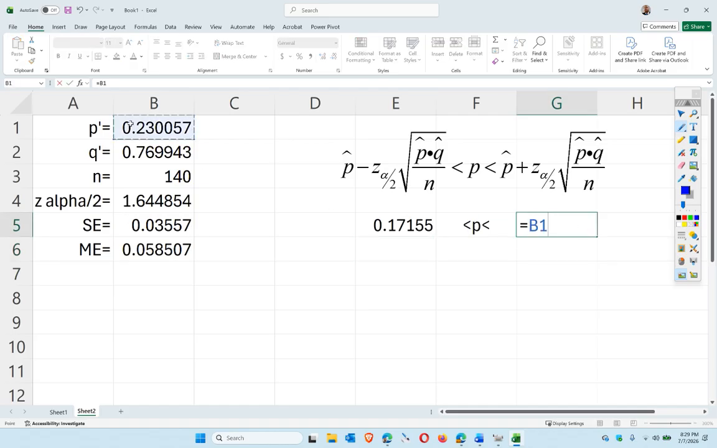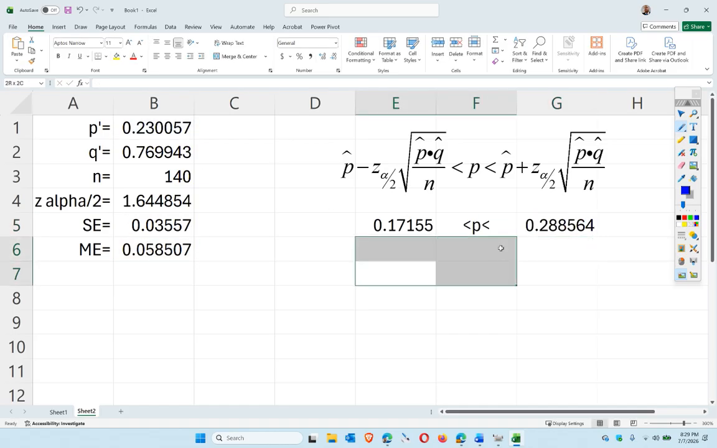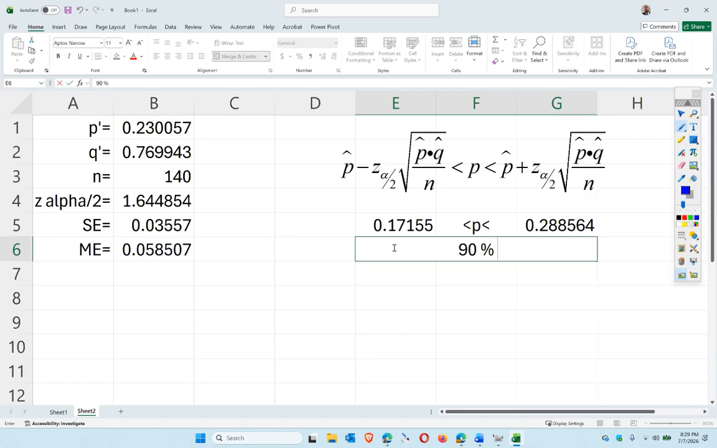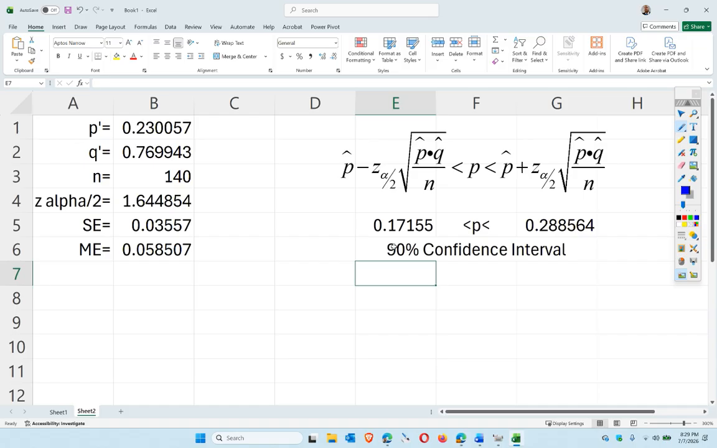And this is the sample plus the margin of error. Okay, so I'll take these, we'll merge them. So this is a 90% confidence interval. Okay? That's essentially what we have.